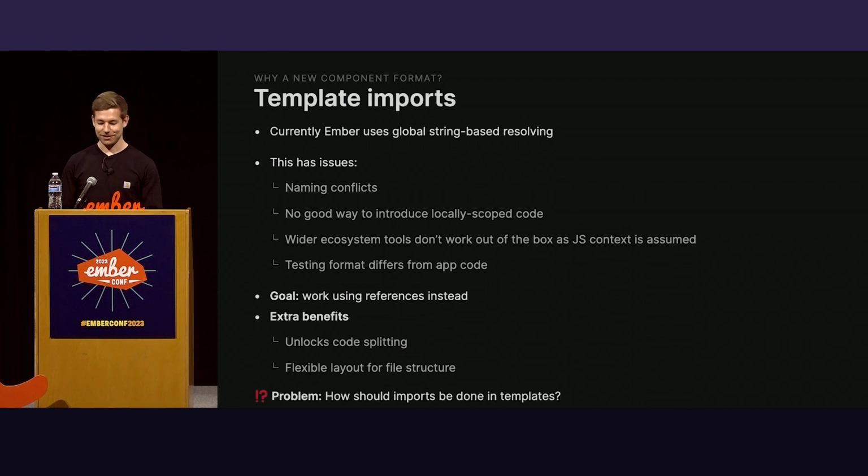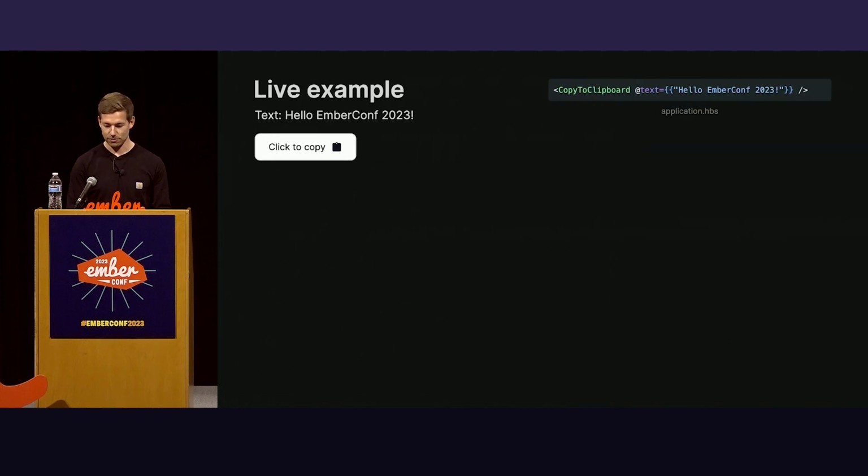But this raises the question, how should we do template imports? Because ultimately, we use Handlebars for writing templates, but that doesn't have syntax to actually do imports. So to illustrate this, I've written a small component called copy to clipboard, and it basically allows you to pass text to it, and if you click on the button, it will set it to your clipboard. So usage of the component could look something like this.